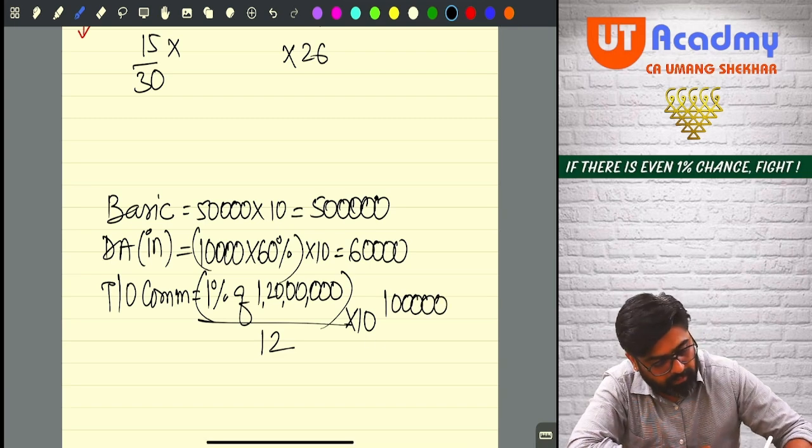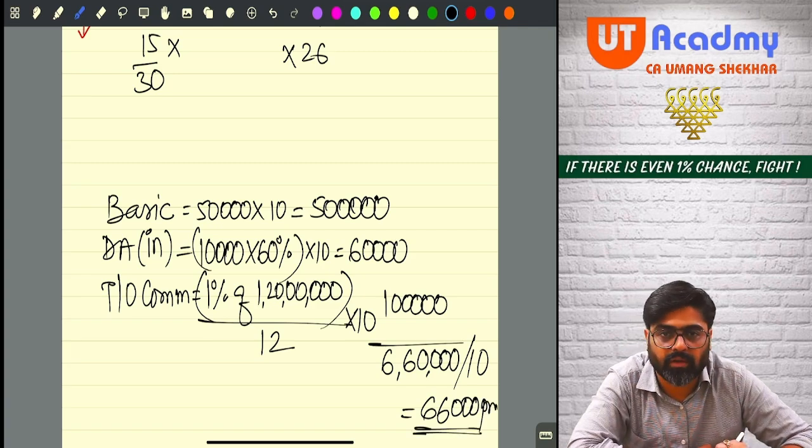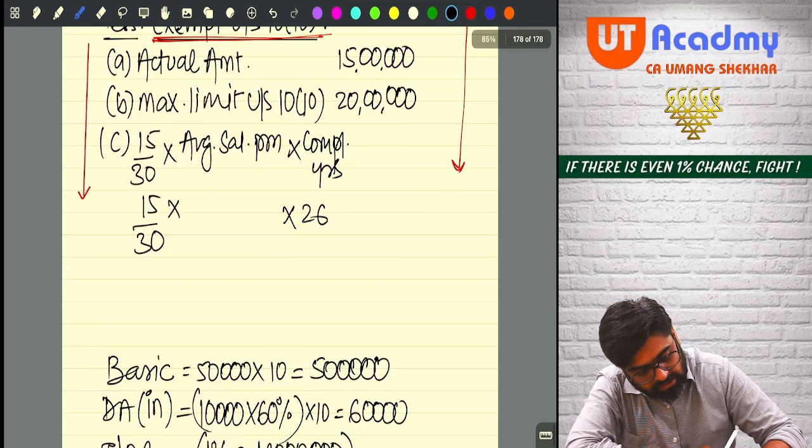So total will be 6,60,000. Now I will divide by 10. I will get 66,000 per month. This is my average salary. Everyone got this average salary? I will write 66,000 over here.